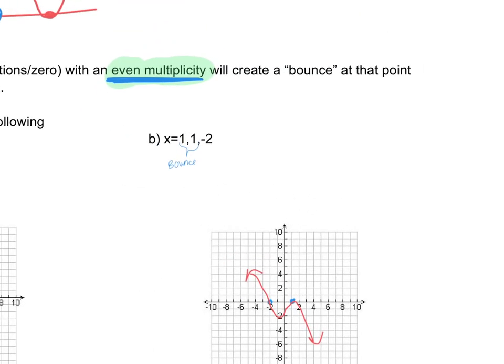Okay, and again, this only happens when there is an even amount. So if there was a multiplicity of 2 or 4 or 6, then it would bounce. If the multiplicity is odd, like 1, or maybe it occurs 3 times, it goes through. Okay, so it's just something to keep in mind.